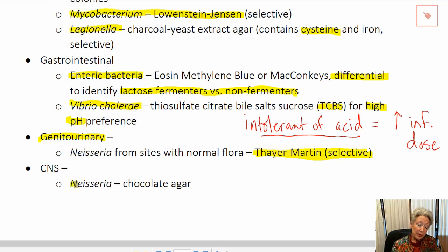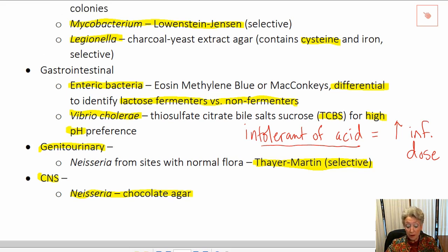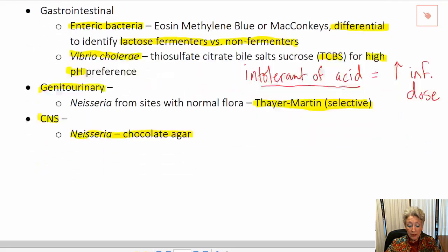But if I'm simply trying to grow Neisseria from a site that should be sterile, then it's perfectly happy to grow on chocolate agar. And so that's what I would use if I'm trying to culture something out of the CNS. There should be no normal flora there, so I do not need a selective medium.